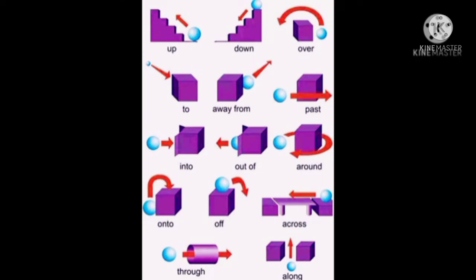Through. Through means again it is a movement inside something. The train is going through the tunnel. So it is a movement which is showing inside an object. So the ball is moving through the cylinder. The ball is moving along the boxes. Along means by the side of. So it is showing a movement along the side. So those are the different directions in which the ball is moving. Directions or movements of the ball is what we have learned right now.